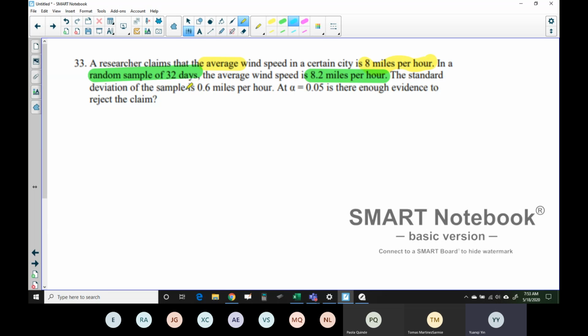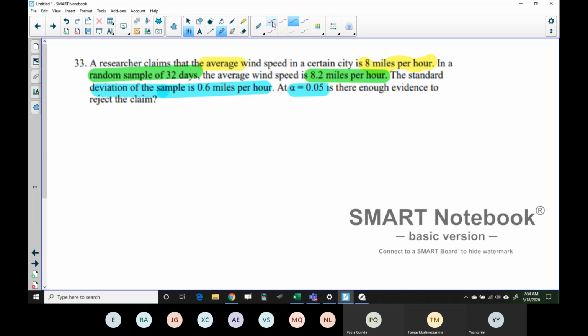The standard deviation of the sample is this per hour. Standard deviation, and alpha is this. So this is basically what we need to do. So I'm going to start writing everything that we need to collect from all of this paragraph.